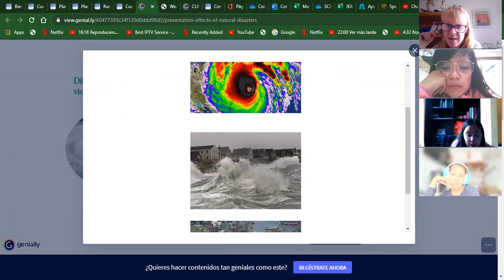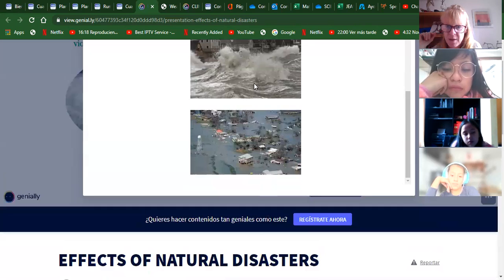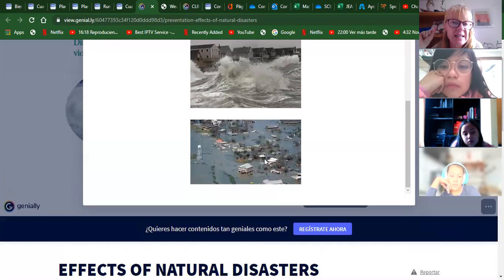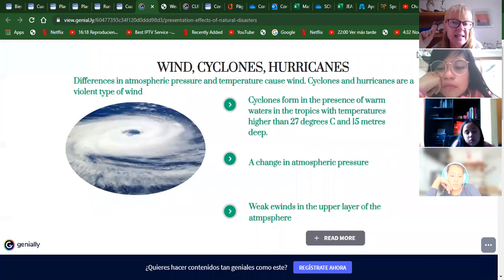They cause erosion and loss of biodiversity. ¿Ves? This is a satellite picture of a hurricane. Mira. Okay? They can cause damage and they can damage ecosystems. Okay? Which is why they are called a natural disaster. Let's carry on.